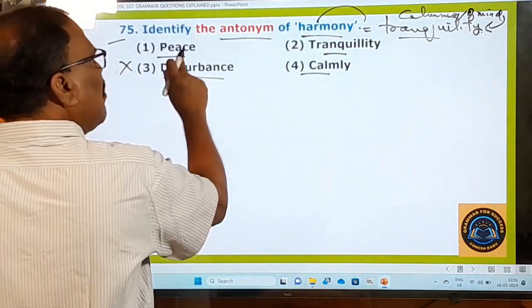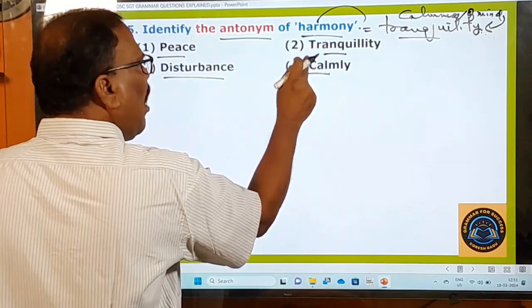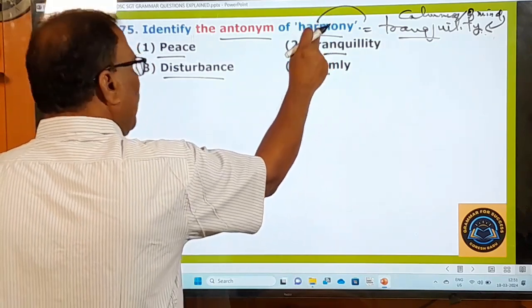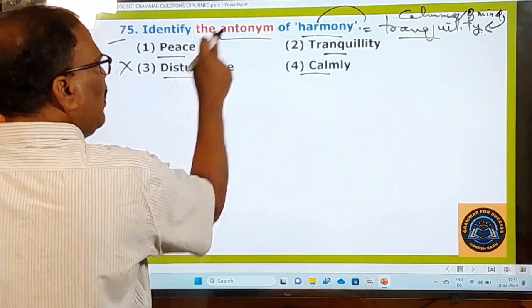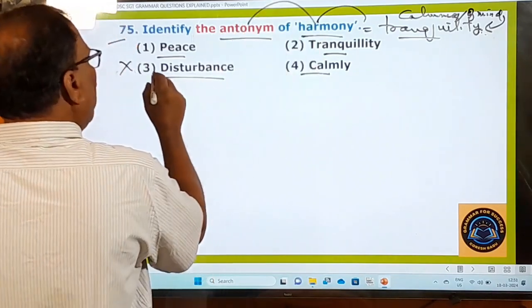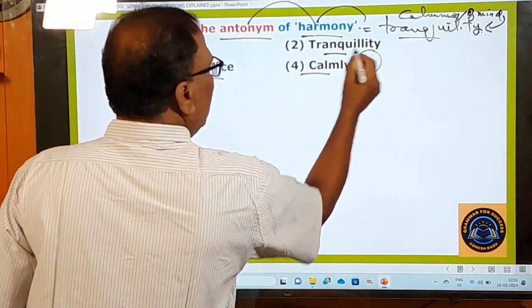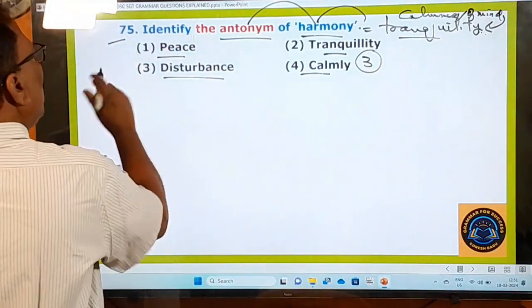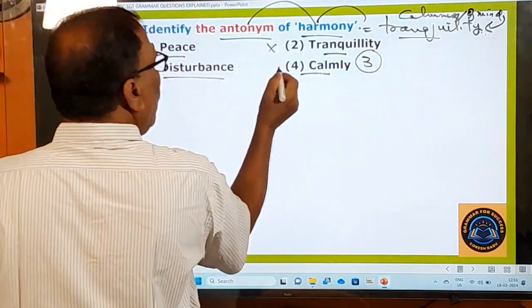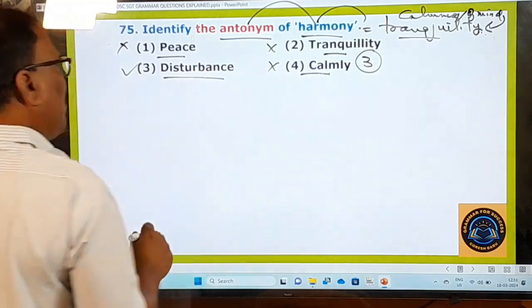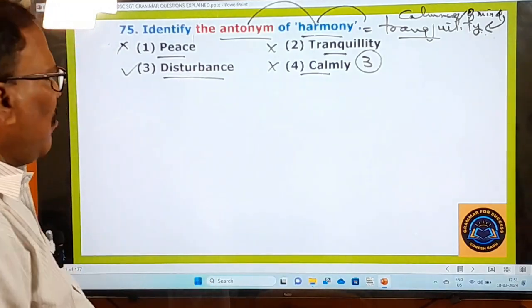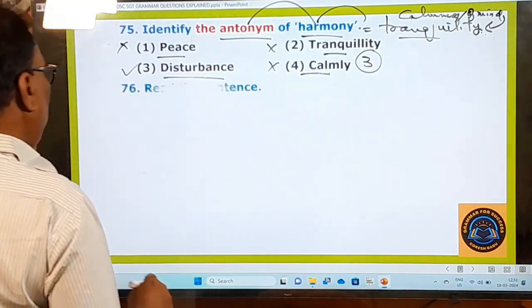Peace, tranquility, and calmly are the synonyms of the word harmony, and this one is going to be the antonym of this harmony. Therefore, your answer is going to be the third one. So the first one is wrong, the second one is wrong, the fourth one is wrong, and only the third one is the right one. And now let's move on to the next question.